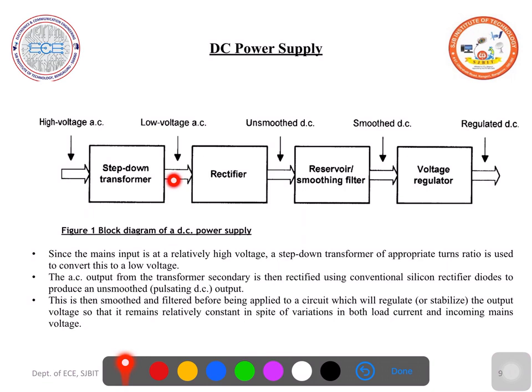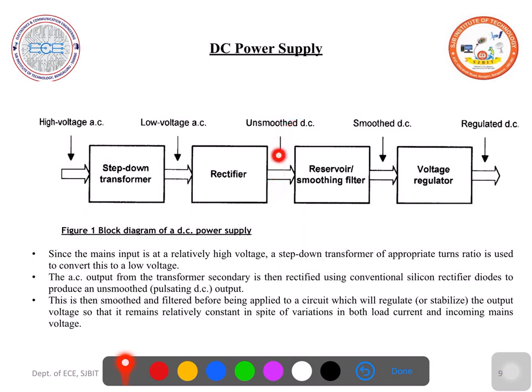Then this AC is applied as the input to the rectifier. A rectifier is a circuit which converts AC to pulsated DC. So at the output of the rectifier you will get unsmoothed DC. You will not get a perfect DC. Perfect DC is a straight line. Here the output of a rectifier is a pulsated DC. Later we will see the waveforms.